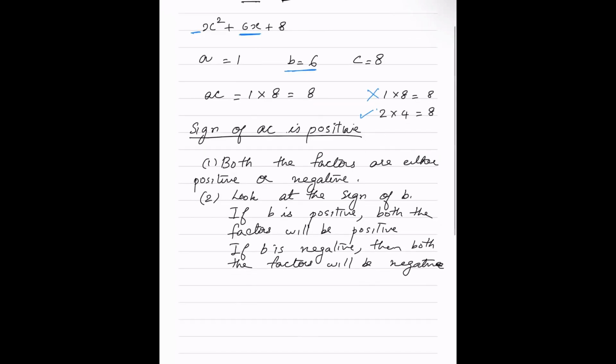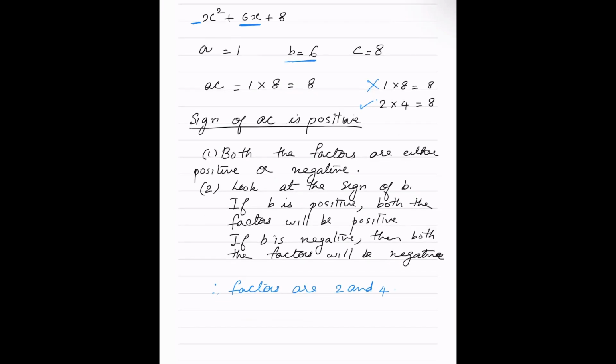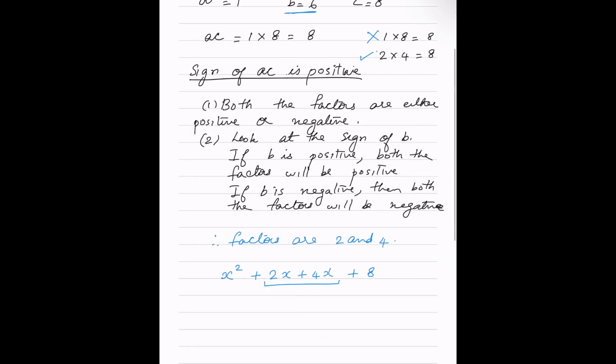Therefore, the factors are 2 and 4. I am going to split the middle term. Which is the middle term? 6x is the middle term. So I am going to split 6x like 2x plus 4x. When I add 2x plus 4x, I get 6x. The purpose of finding the factors is to split the middle term into 2. Then the x square term you write as it is, and the constant term also you write as it is.